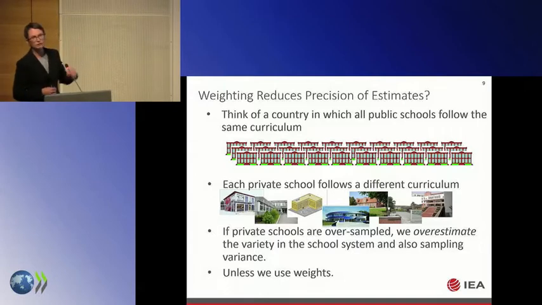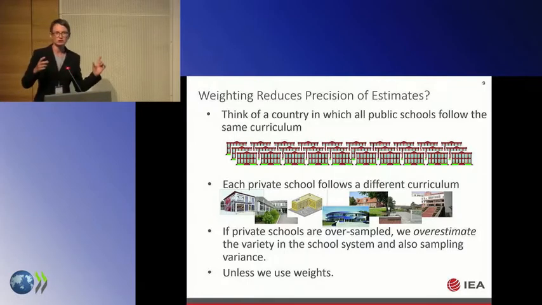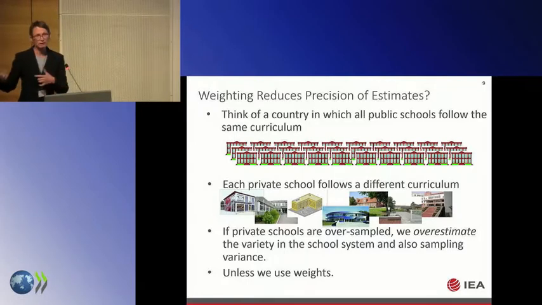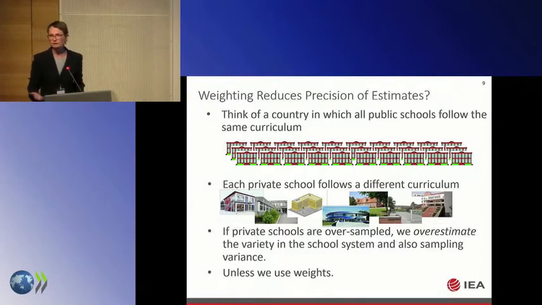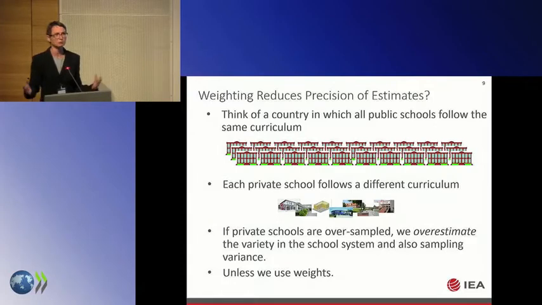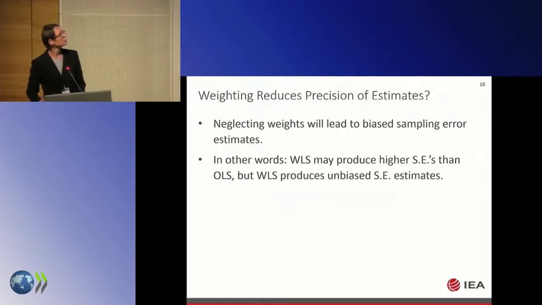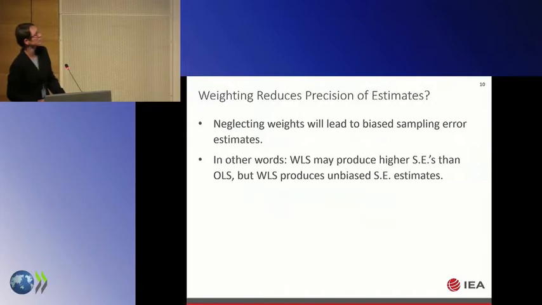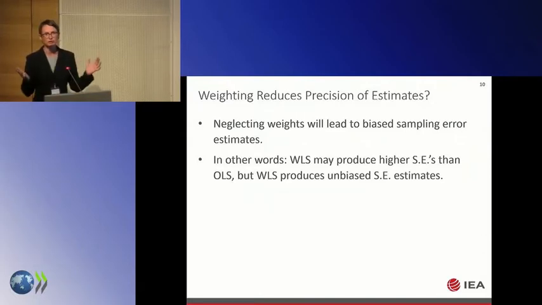So if we do not use the weights, what we do is we overestimate drastically the variety in the school system. And as you probably know from your statistics course, the variety in a population is also related to the sampling variance. So we will also overestimate the sampling variance unless we use the weights and bring everything back into proportion. So my point here is that neglecting the weights, unless I'm really missing something here, will lead to a biased sampling error estimation.